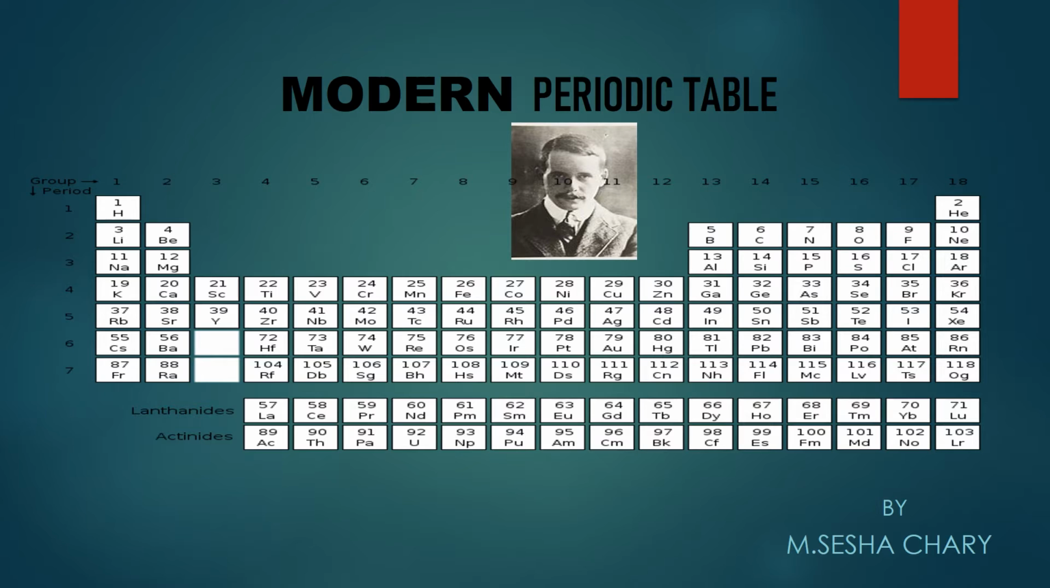In our previous classes, we have discussed the contributions of the great scientists in the classification of elements. We studied law of triads, law of octaves, and Mendeleev periodic table. In this session, we are going to study the modern periodic table proposed by Henry Moseley.